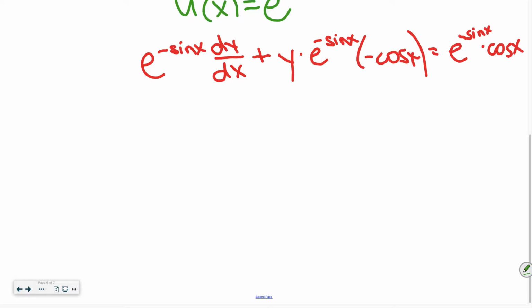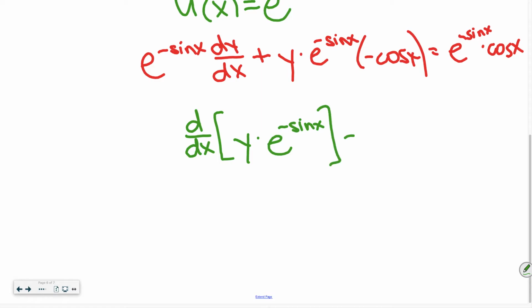Okay, so let's rewrite this. First of all, is this the product rule of y and e to the negative sine of x? Yes. So this is the derivative of y times e to the negative sine of x. So at this point, we can integrate.